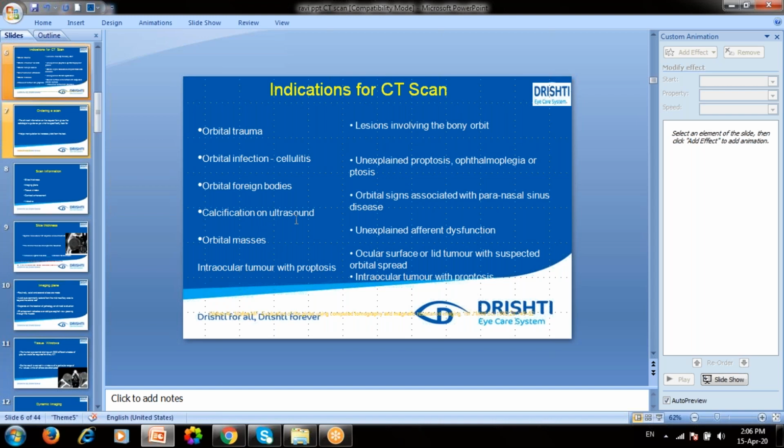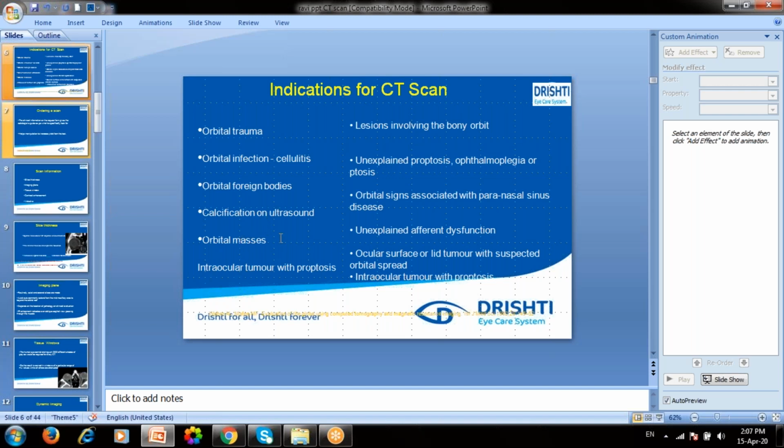Calcification on ultrasound: in B scan, if we see calcification, generally in cases of retinoblastoma or any melanoma or any eye cancer, you can see calcification in the vitreous and on the posterior surface. In those cases also, to rule out any malignancy, we can send for CT scan. Orbital masses cannot be ruled out by B scan, so in those cases we can send for CT scan.